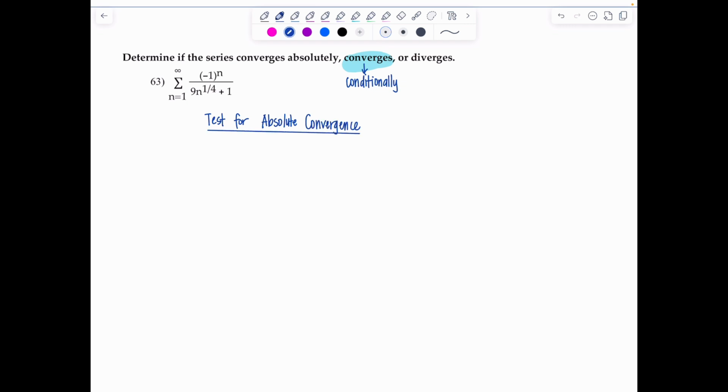So I'm going to test for absolute convergence. I'm going to look first at the absolute value of a_n. So the absolute value of (-1)^n over 9n^(1/4) plus 1. All that happens is that alternating term goes away. So this is 1 over 9n^(1/4) plus 1. So it's up to us. We can pick any test we want to investigate whether the sum of 1 over 9n^(1/4) plus 1 converges or diverges. You can pick any test.